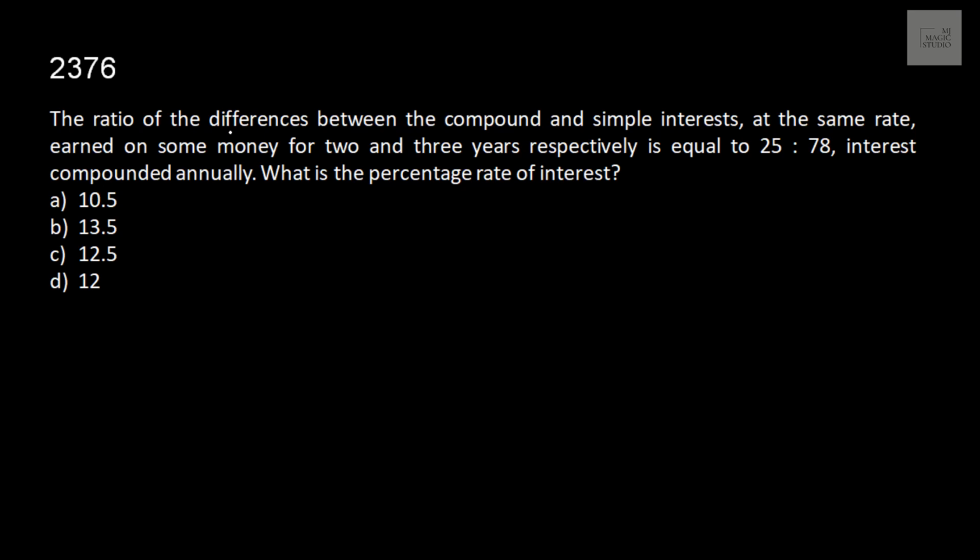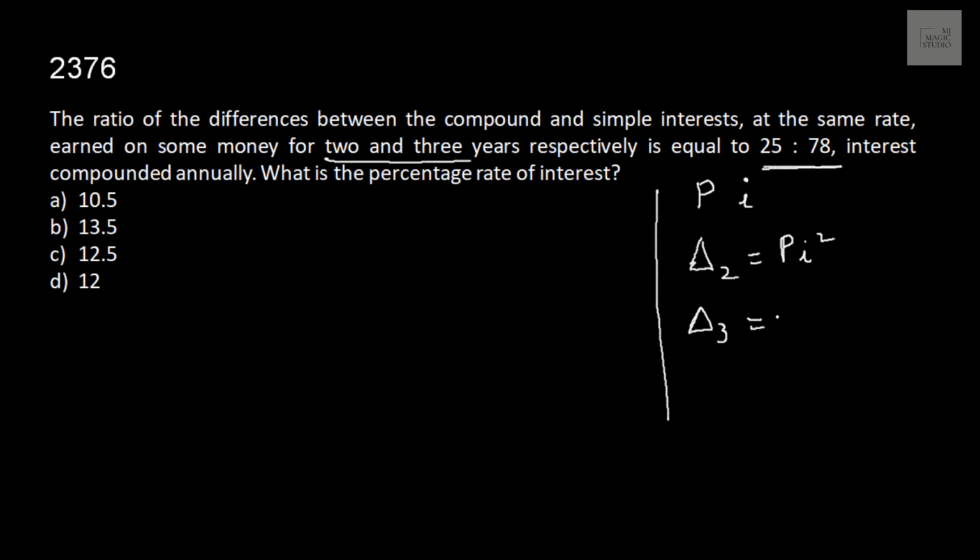The ratio of the differences between the compound and simple interest at the same rate earned on some money for 2 and 3 years respectively is equal to 25:78. If P rupees is invested at the same rate of interest i, that is R by 100, then the difference between simple interest and compound interest for 2 years is given by Pi square, and for 3 years it is given by Pi square into i plus 3. If we know these two formulas, this question is just 10 seconds, isn't it?